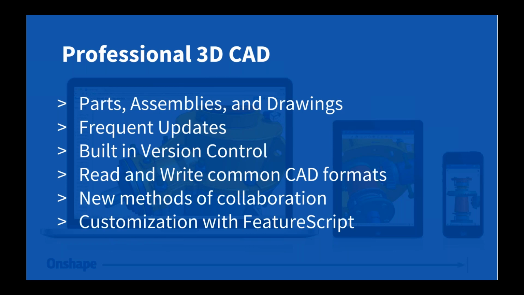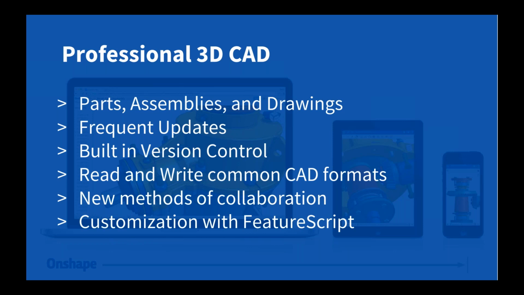So one more thing that I want to mention here, new methods of collaboration. With Onshape, you can share your document with others and work together in real time. And that's something that's never been done in professional 3D CAD before. You've never been able to open a document and watch it live update as people make changes.